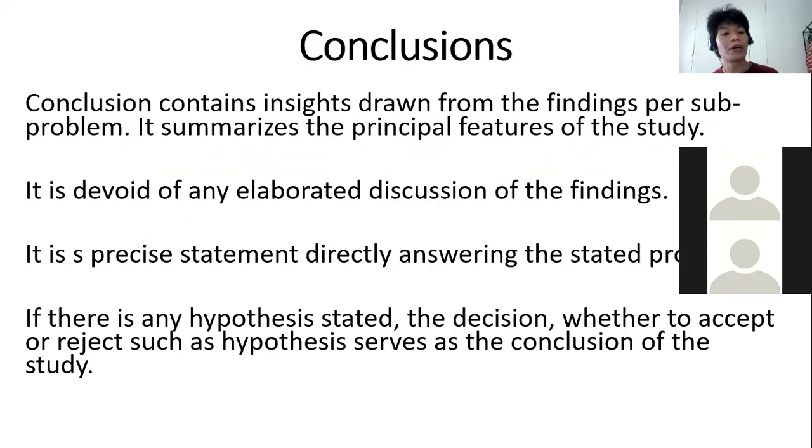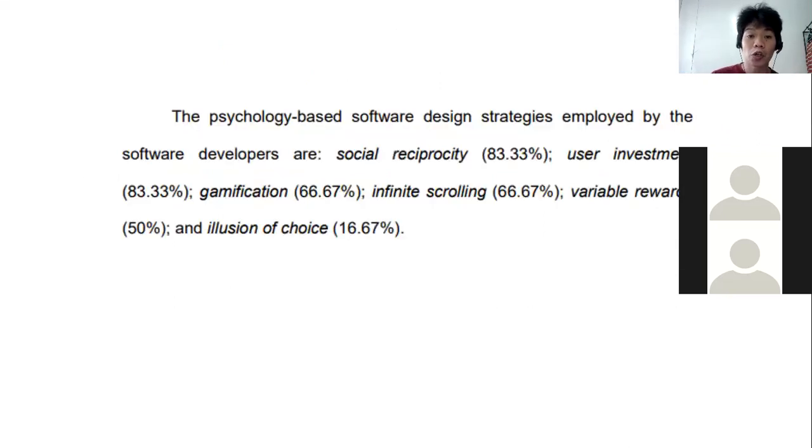Then for the conclusions, conclusion contains insights drawn from the findings per subproblem. It summarizes the principal features of the study. It is devoid of any elaborated discussion of the findings. It is a precise statement directly answering the stated problems. If there is any hypothesis stated, the decision whether to accept or reject such hypothesis serves as the conclusion of the study. Right? In conclusions, you're going to base your conclusion on your summary of findings.